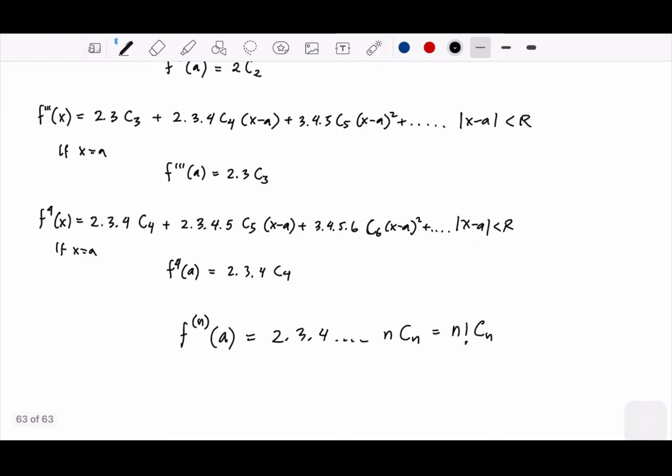Or we can write in terms of the coefficient itself, cn equals f to the n at a, over n factorial. And the formula is still valid if we check with n equals 0, because n equals 0 makes this 0 factorial, and 0 factorial is 1, so we can still use this relation.